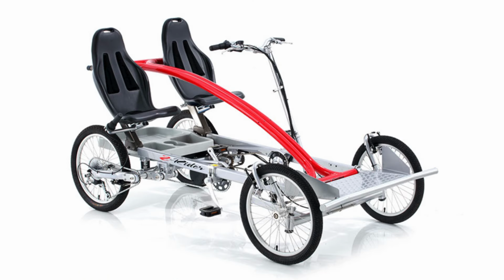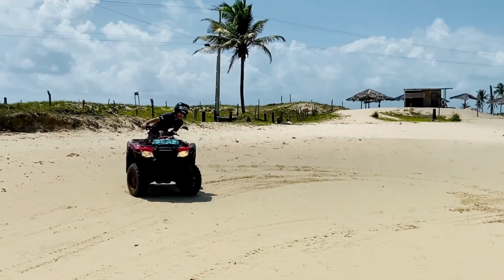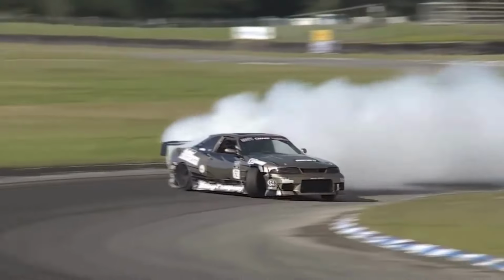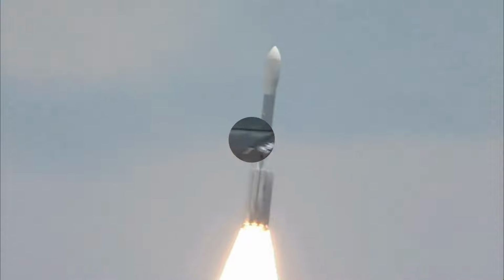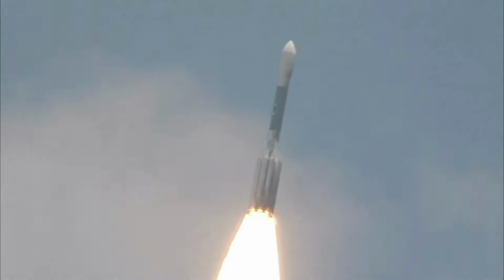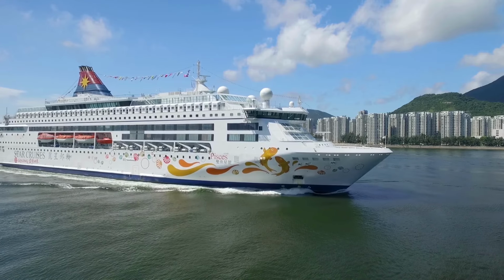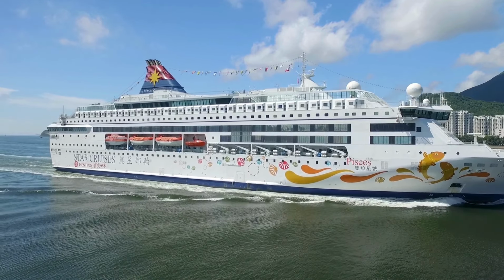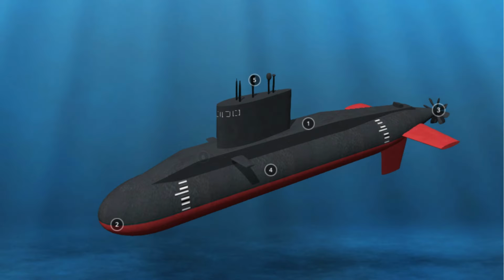Q is for quadricycle. Q is for quad bike. R is for race car. R is for rocket. S is for ship. S is for submarine.